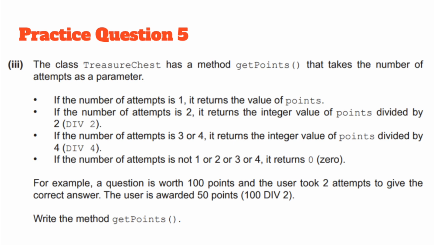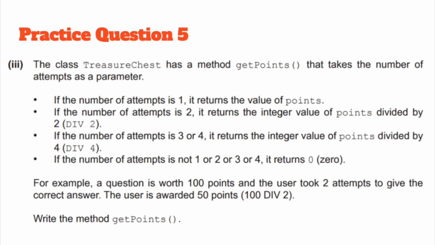The class TreasureChest has a method getPoints that takes the number of attempts as a parameter. So you're going to put in the number of attempts, and if the number of attempts is 1, it returns the value of the points. If the number of attempts is 2, it returns the integer value of the points divided by 2, for example div 2. If the number of attempts is 3 or 4, it returns the integer value of points divided by 4, div 4. If the number of attempts is not 1 or 2 or 3 or 4, it returns 0.